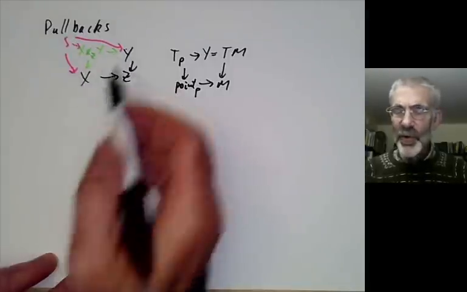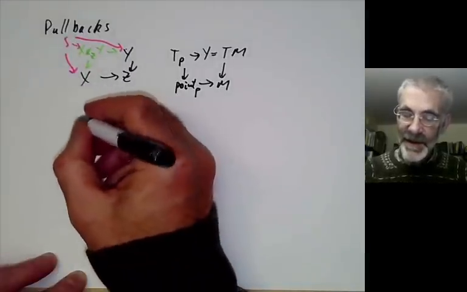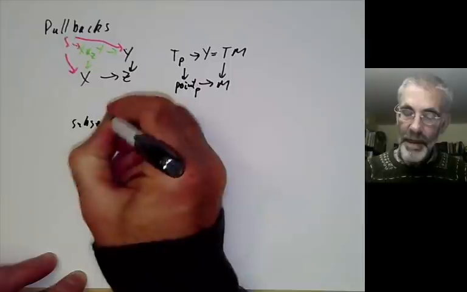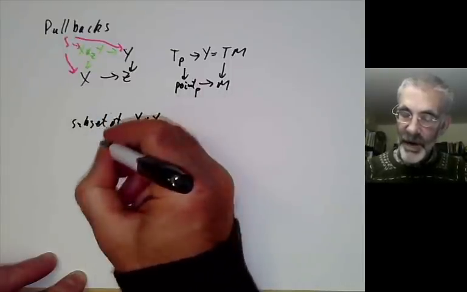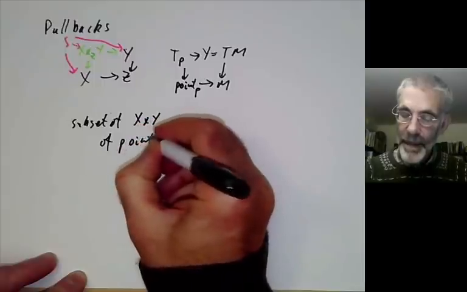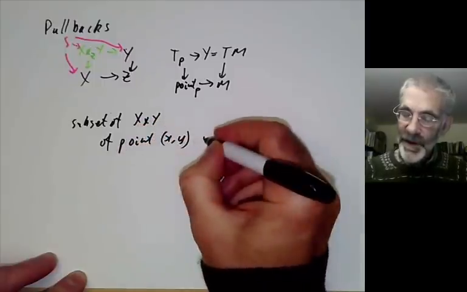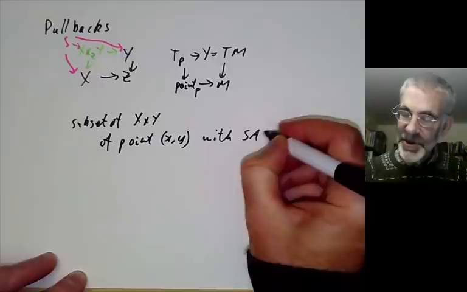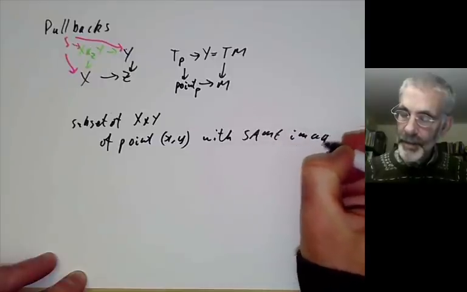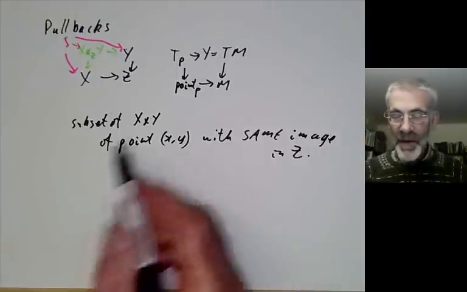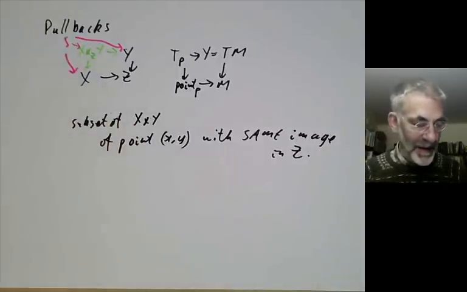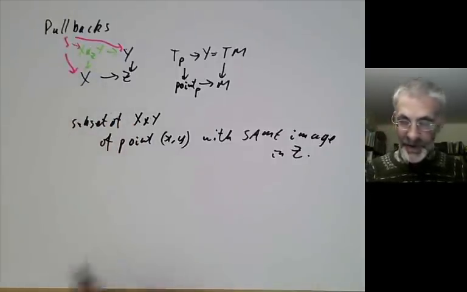You can describe the pullback explicitly for sets. It turns out to be the subset of X times Y of points X, Y with the same image in Z. And for most other categories, the pullback has a rather similar description.